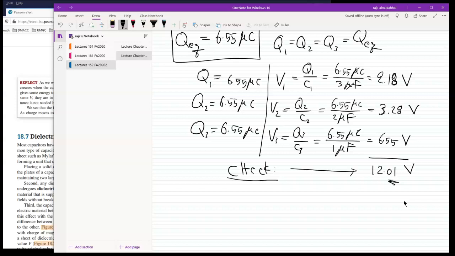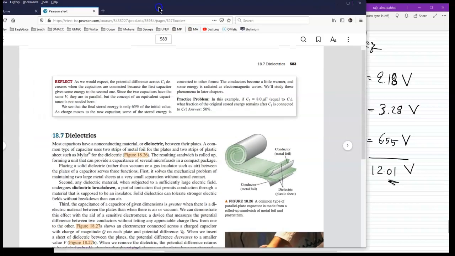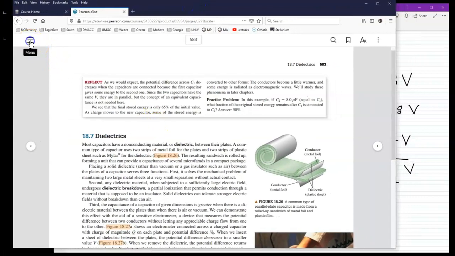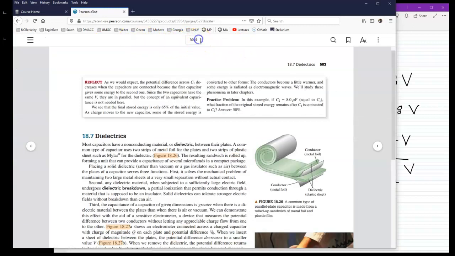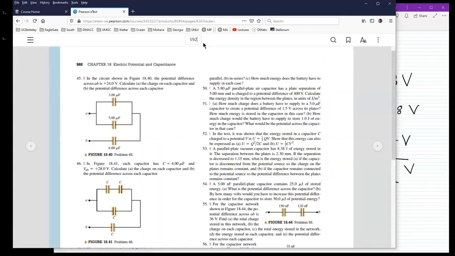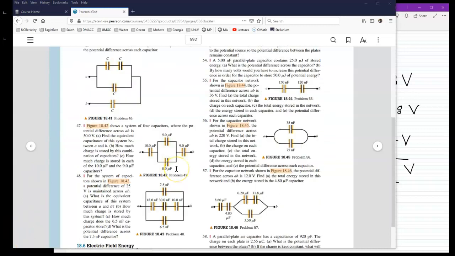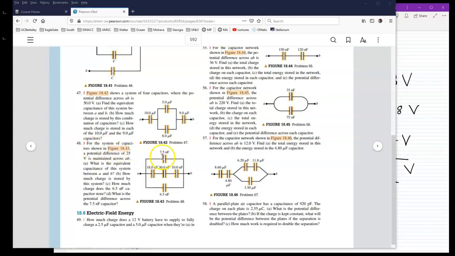Let me go back to the book here. Yeah, 48. Let me do 48. Oh, I have the page number. Let me just go directly to the page number. Number 48, page 592. There we go. Right there, this is the problem right here, guys.